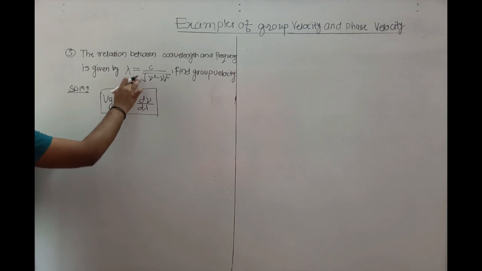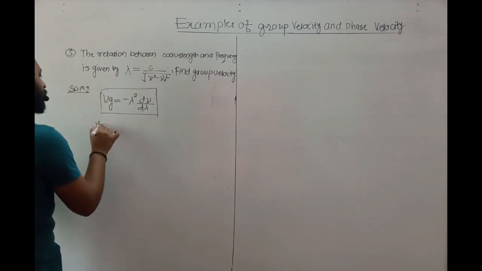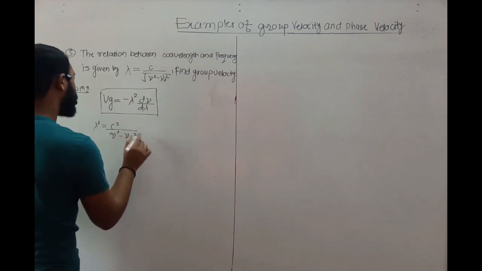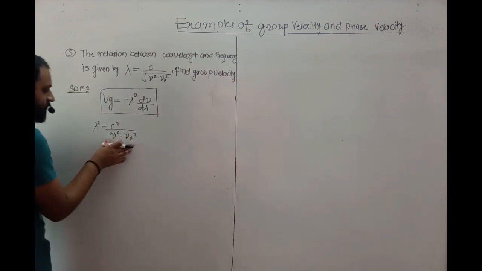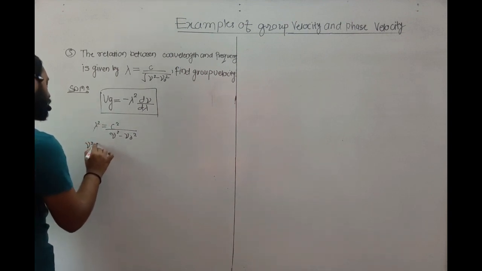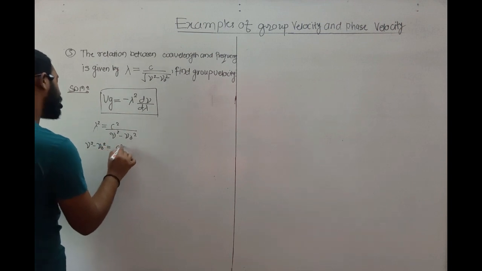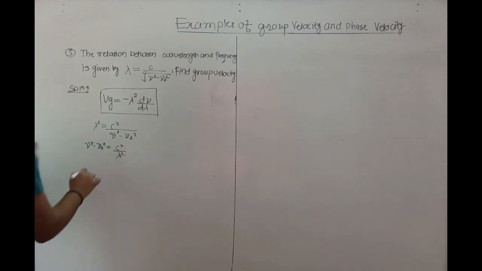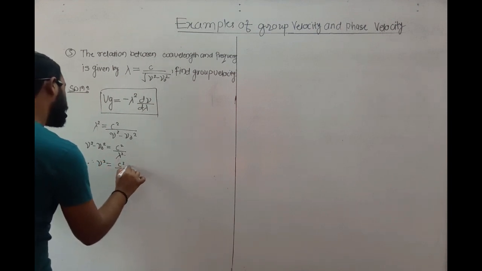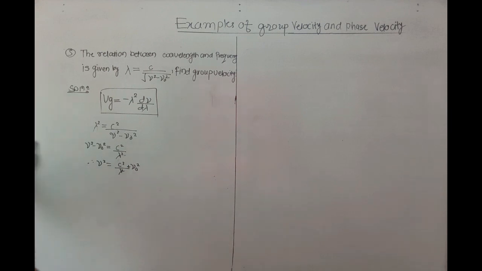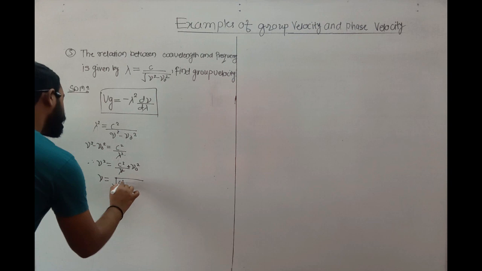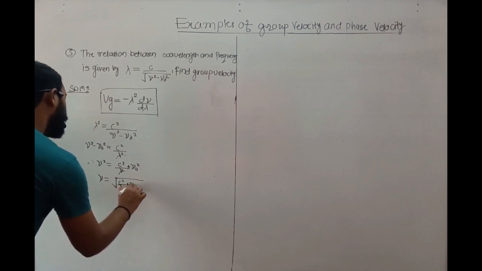Squaring on both sides for this formula. Therefore, lambda square equals c square by (nu square minus nu naught square). I am shifting these terms: nu square minus nu naught square equals c square by lambda square. Therefore, nu square equals c square by lambda square plus nu naught square. Taking square root, nu becomes square root of c square by lambda square plus nu naught square.